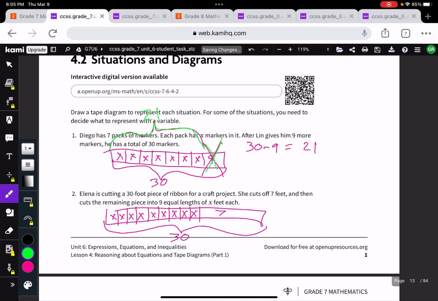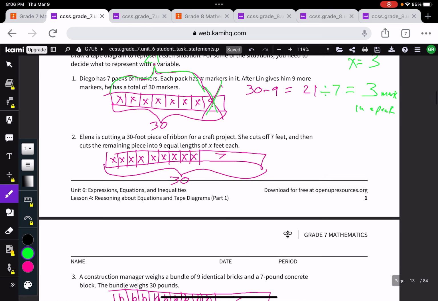And then there's 7 packs of markers. That 21 we need to split 7 ways. That means there's going to be 3 markers in a pack. Because we're now answering the next question. The final question says, interpret your answer. X equals 3. Well, what does that even mean? Well, that means there's 3 markers in each pack. So we've answered the question and then we're interpreting it.